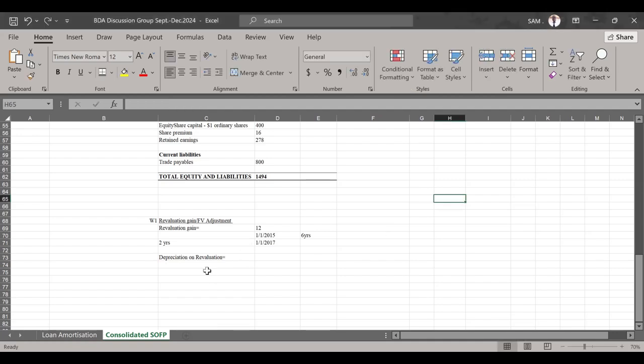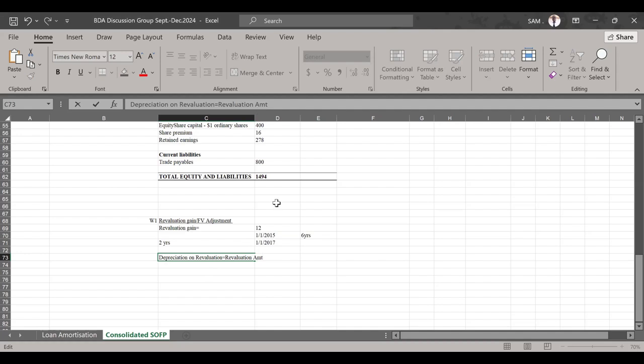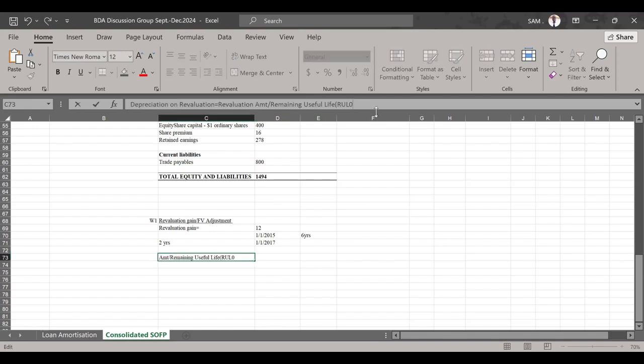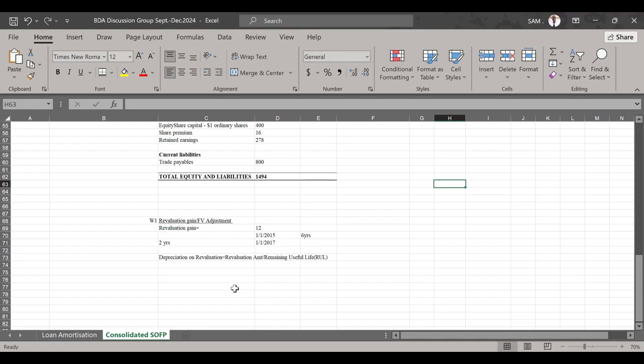Now, guys, when you want to calculate depreciation on revaluation or depreciation on fair value adjustment, it is the revaluation amount. The reason why I'm using revaluation amount is because this one, you'll not forget if you use that. Divide by remaining useful life, or you can call it rule. Remaining useful life, rule. That is the short form of that. So it is the revaluation amount or the fair value adjustment divided by rule. That's how you get depreciation on revaluation.